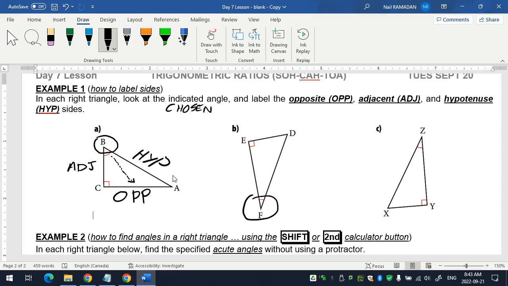Okay. Can someone tell me where is the hypotenuse? D, F, because it's opposite to the 90. So hype right here. H, Y, P.